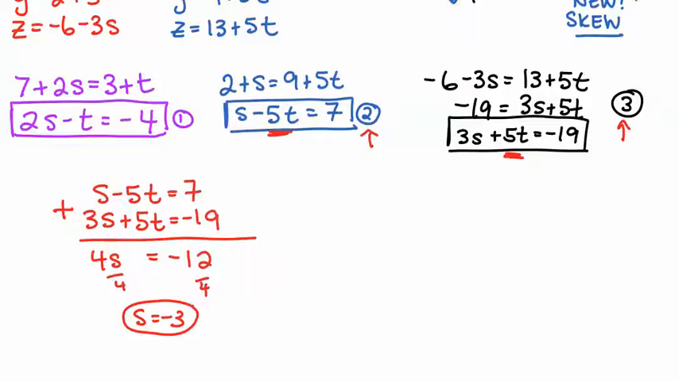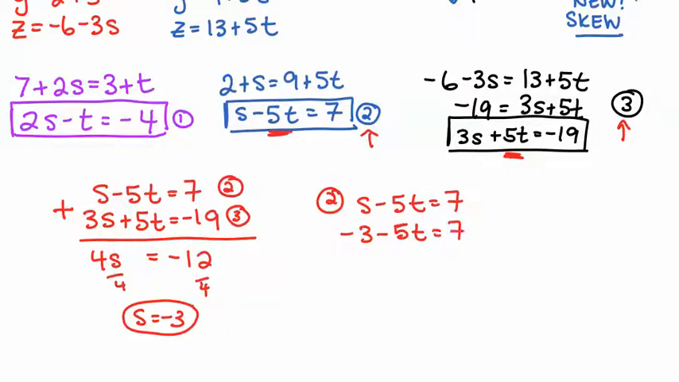Okay, and now I want to solve for t. I used equation 2 here and then equation 3, so I'm just going to use one of those again. I'll use equation 2 and find out what t equals. Equation 2 is s minus 5t equals 7. So I sub in negative 3 minus 5t equals 7, and I just isolate t. I'll get negative 5t equals 10, so t will be equal to negative 2.